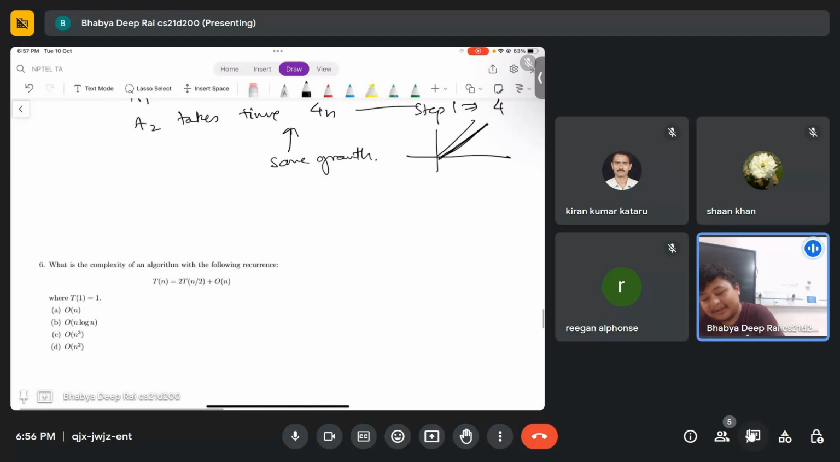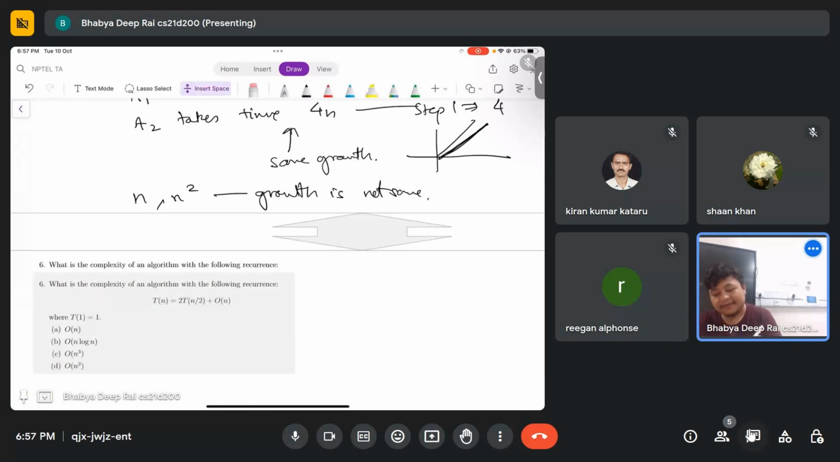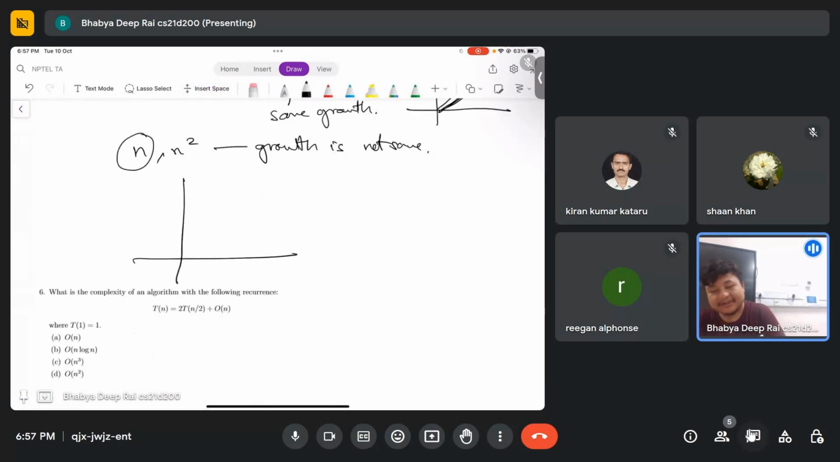But if you look at algorithms like n and n square, the growth is not the same. For example, when we plot the first, n, it will become a straight line. Whereas if you plot the second one, n square, it will not be a straight line. It'll be a parabola like this. At some point, n square will keep growing, and it will grow much more than n after a point. So at that point, we see that n square is asymptotically greater than n.